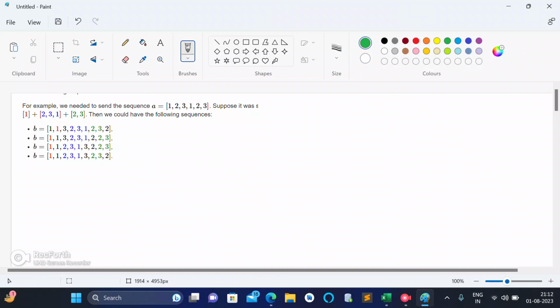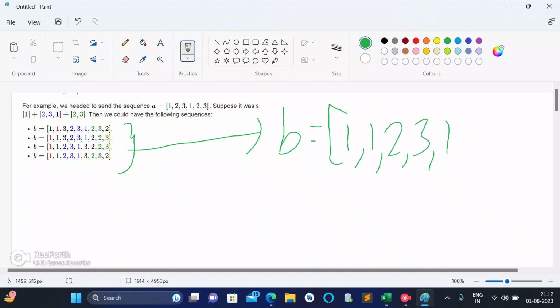In the question we are given 4 B arrays, and out of these 4 arrays we are given any one of them. So let's say the B array which is given to us is 1 1 2 3 1 3 2 2 3. Now we have to tell whether this B array can be segmented to form an array A or not. If it can be segmented to form an array A, then we will report the answer as yes, else we will report the answer as no.